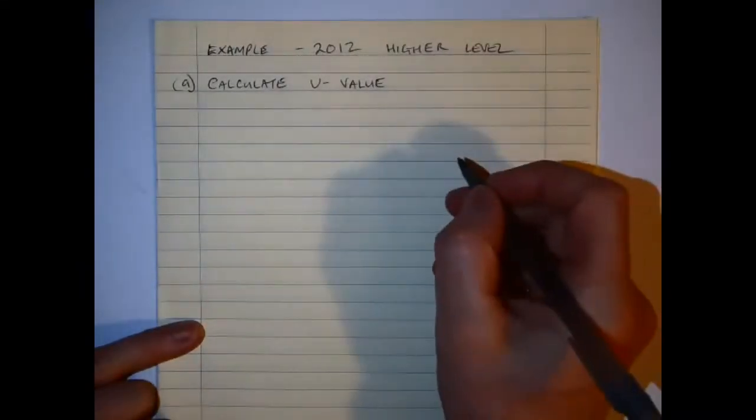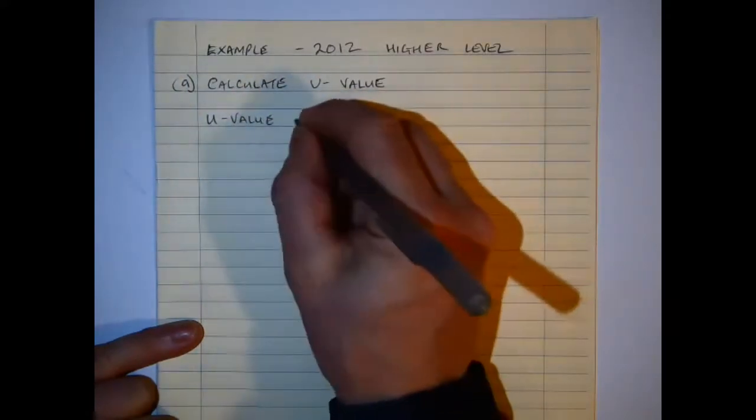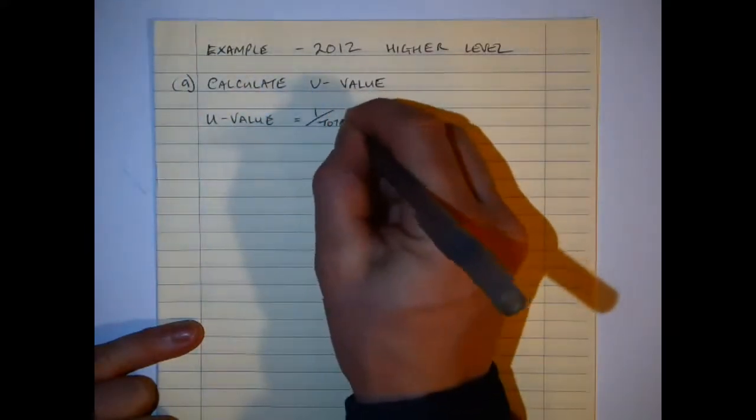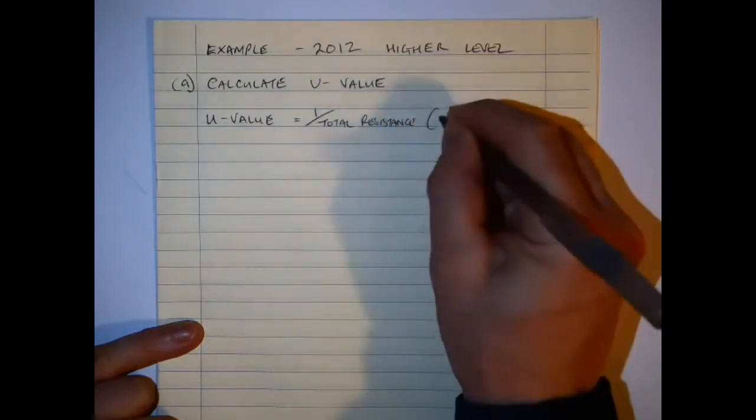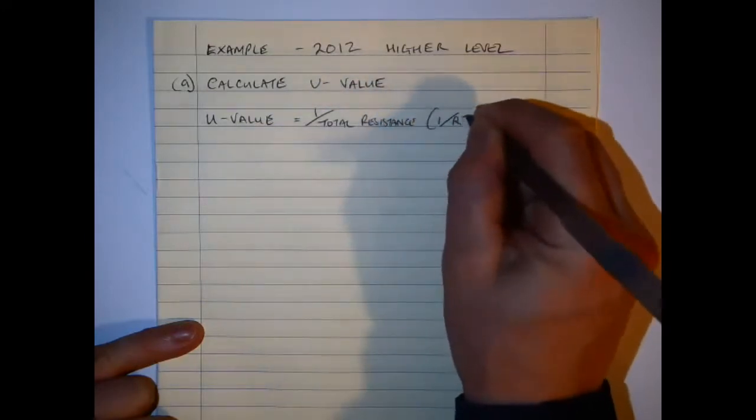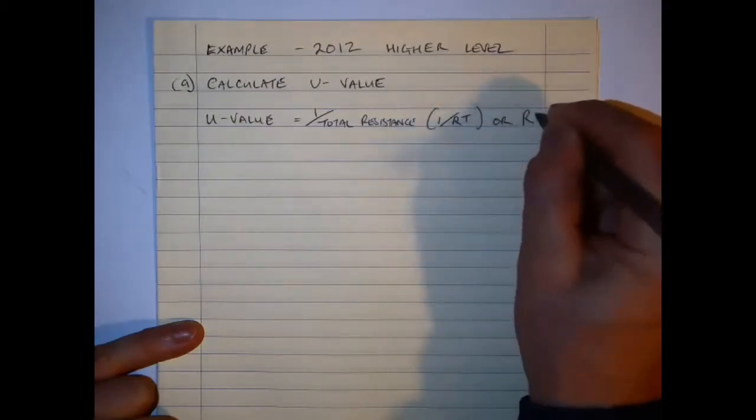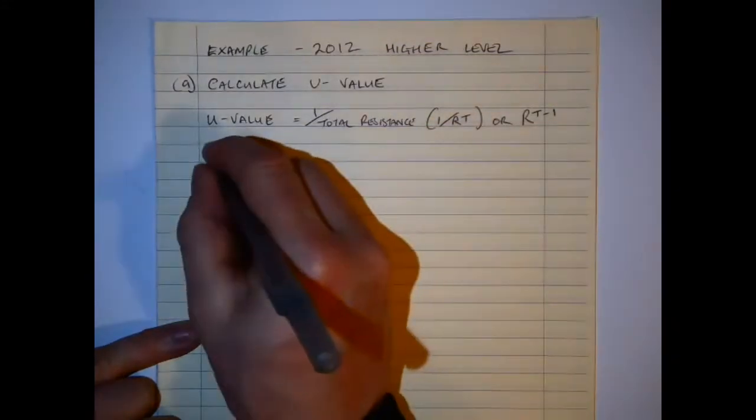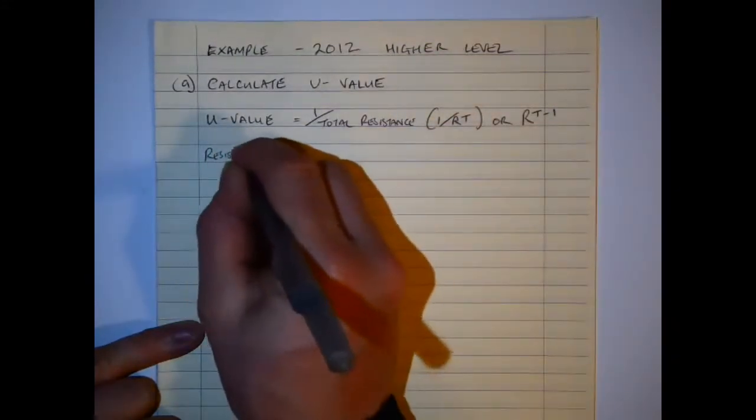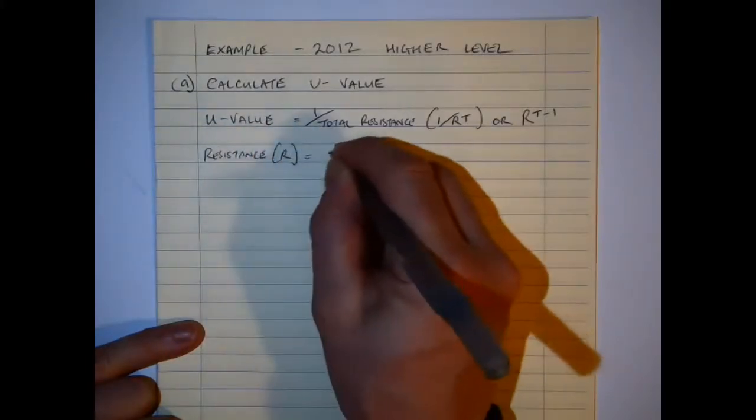To calculate a U-value, we have to get all the R's or resistances, and we add all those up. We put 1 over the total resistance, and that's going to give us our U-value. So 1 over RT, or RT to the power of minus 1, whichever way you want to do that. Now, in the U-value table, there's two things that we can do to get a resistance, which we're going to be adding up.